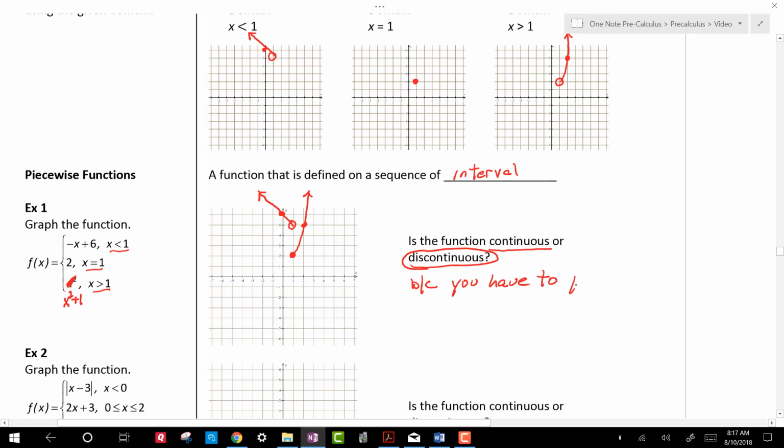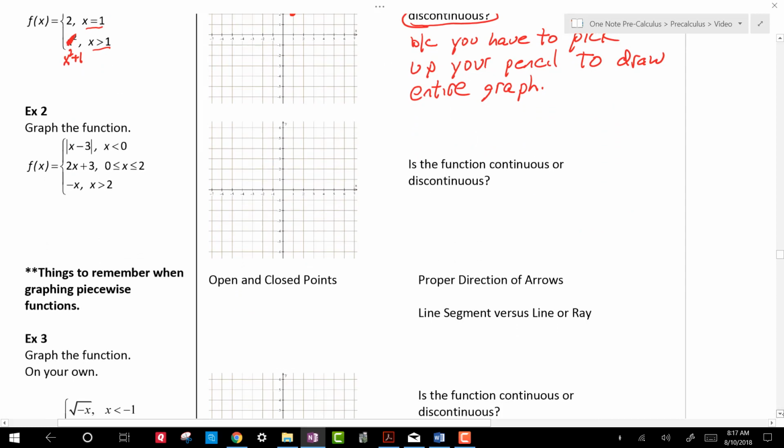You have to pick up your pencil to draw the entire graph. Okay? So when we talk about continuous or discontinuous, continuous means that all the pieces are attached. All right? Let's take a look at our next one here.